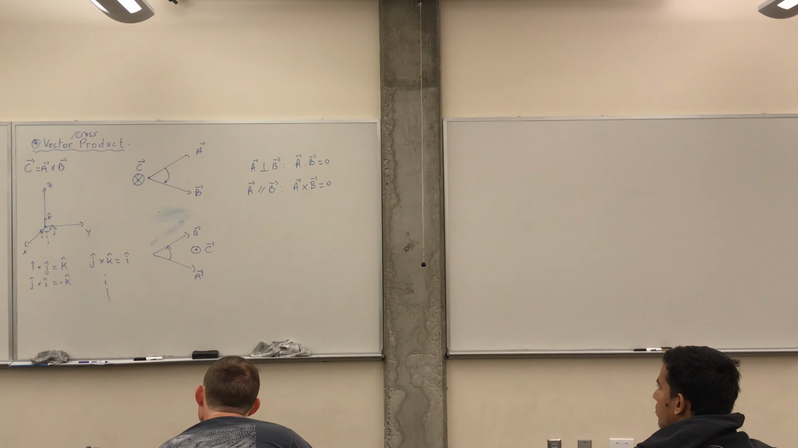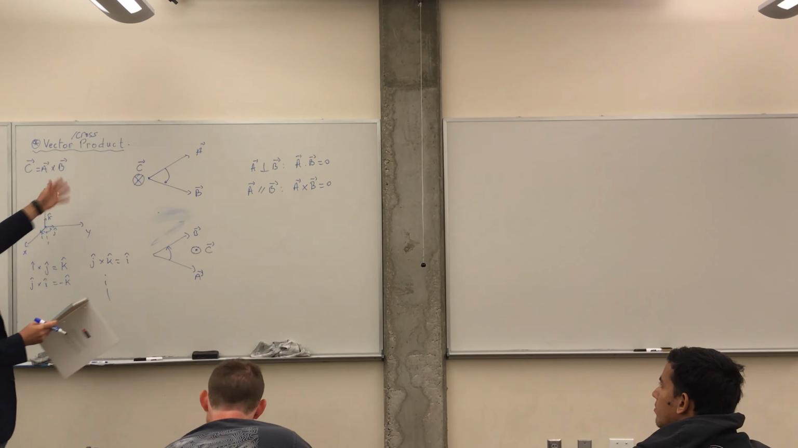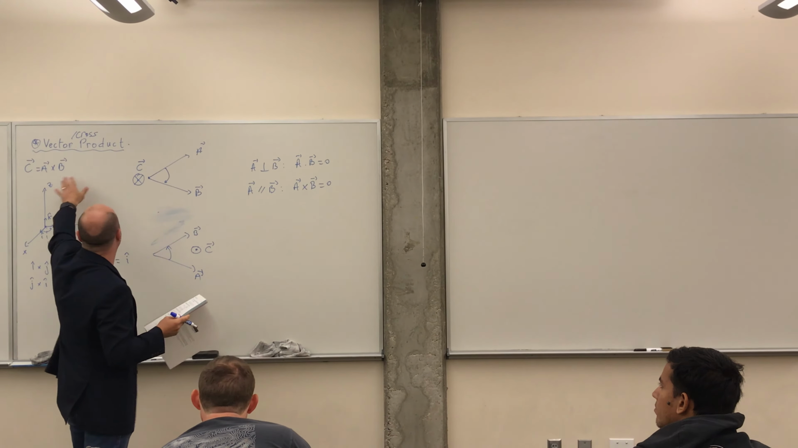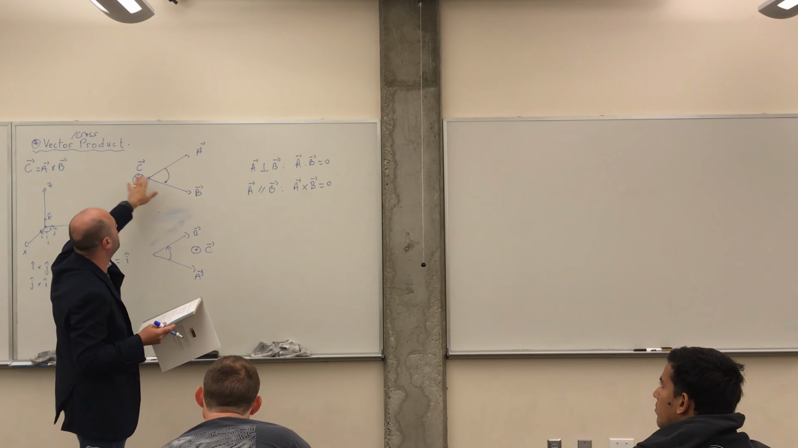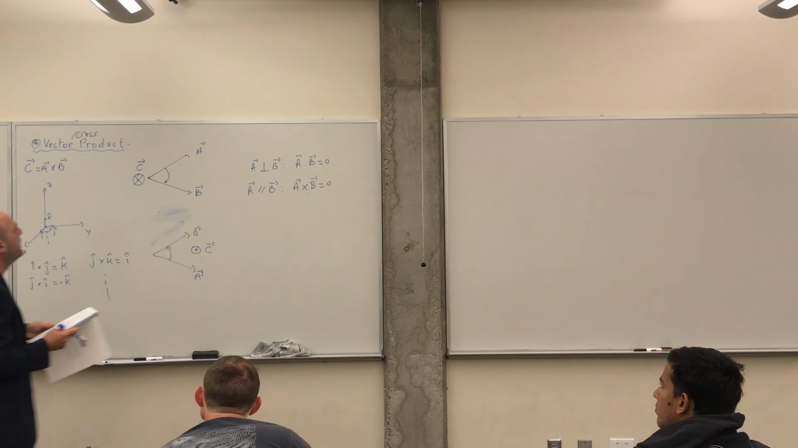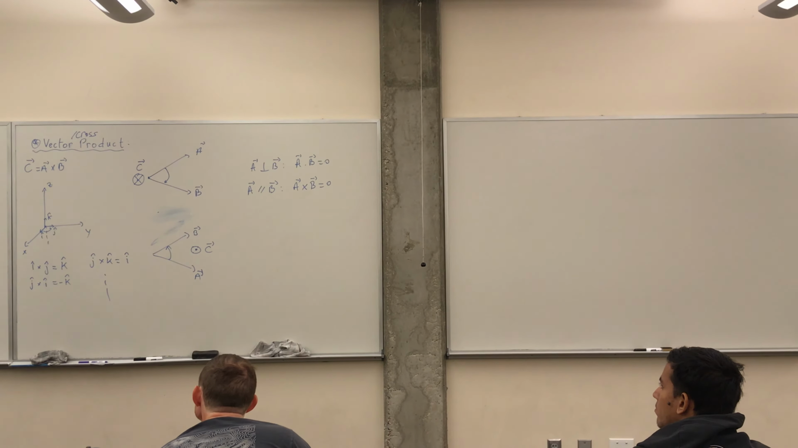Now, we can get into the interpretation of the meaning of the vector C. The magnitude of the vector C gives you the area of the parallelogram, etc. I don't think that's really particularly useful. It's just one interpretation of the cross product.